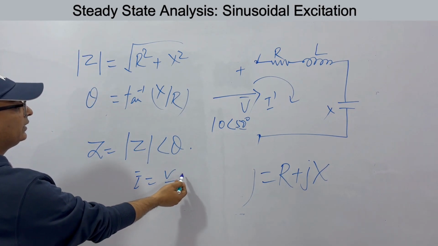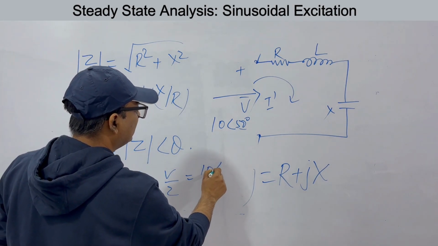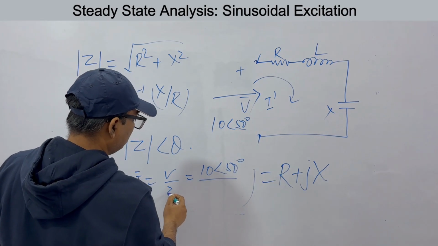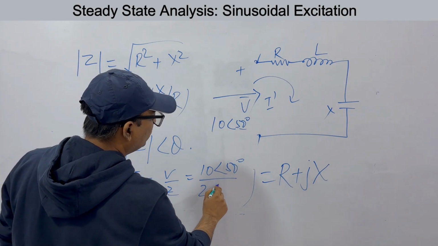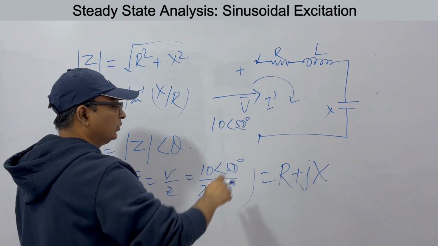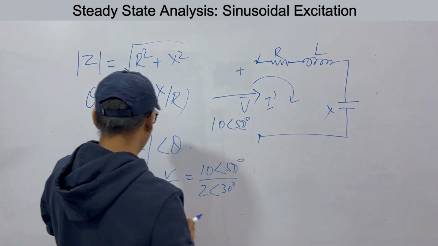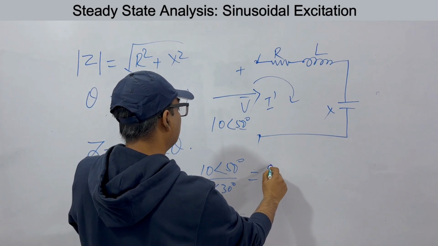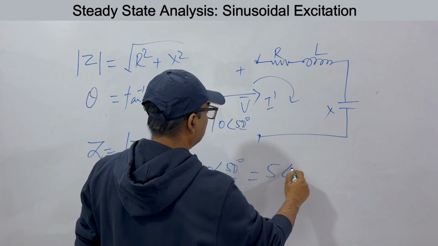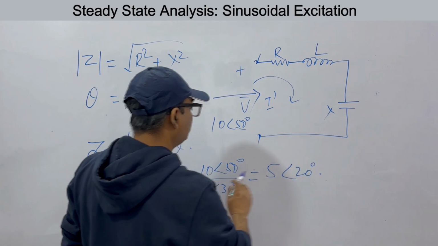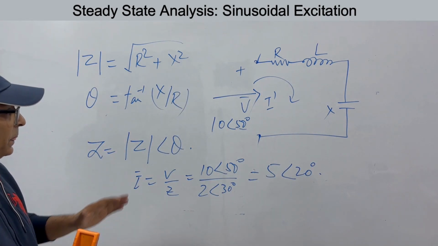So if this V is, let's say, 10 angle 50 degrees and Z comes to 2 angle 30 degrees, if you calculate, it comes to this. So very easily you can write the current is 5 and the angle is this minus this, so 50 minus 30, 20 degrees. This is pure complex number mathematics. Okay.